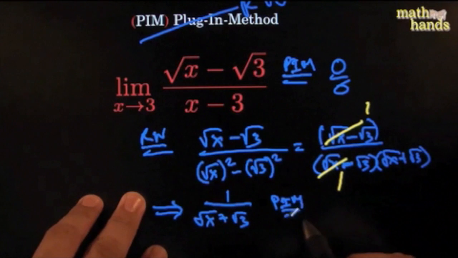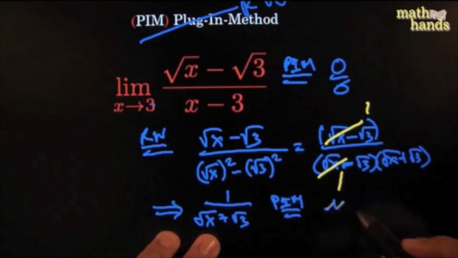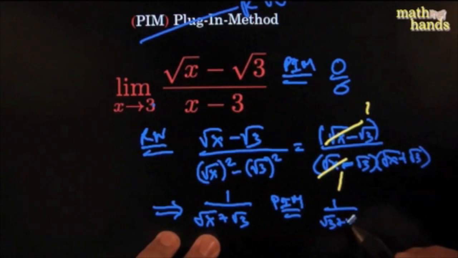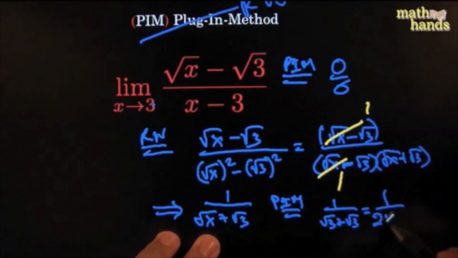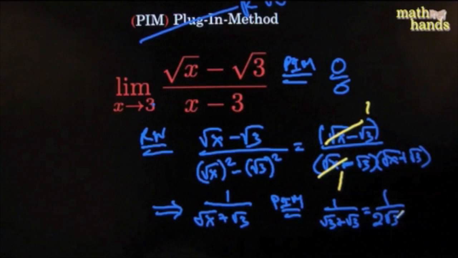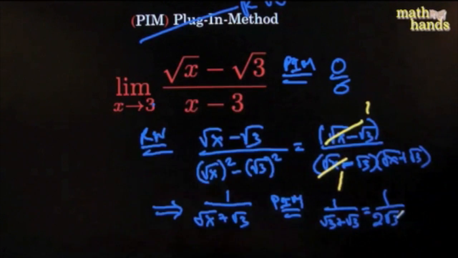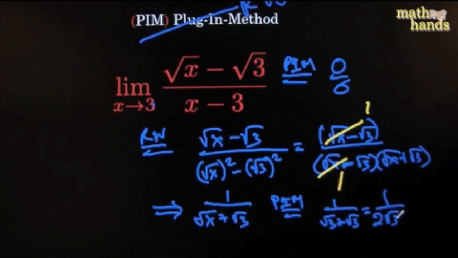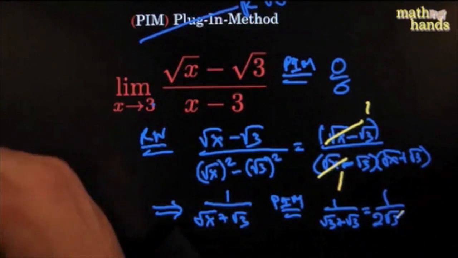Plug-in method. So I'm plugging in x going towards 3, so I get 1 over the square root of 3 plus the square root of 3, which is 1 over 2 times the square root of 3, which is why they pay me. Okay? Wow. That was a lot of talking.